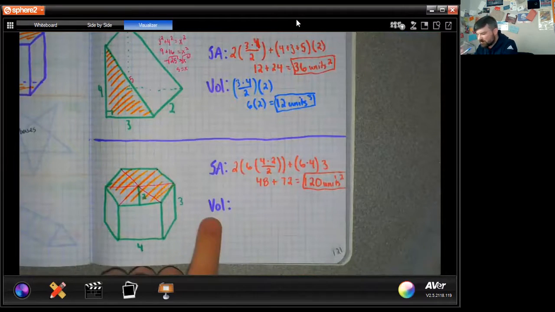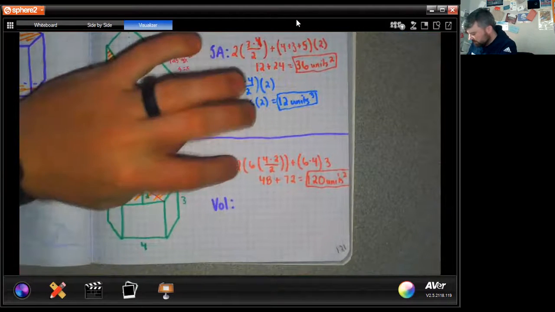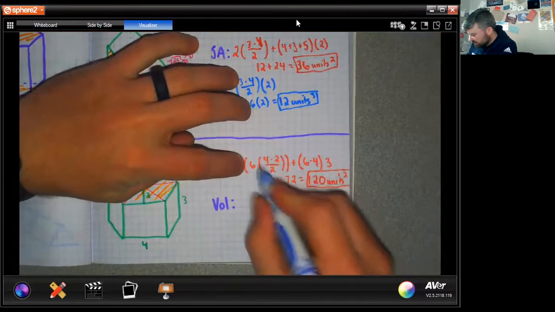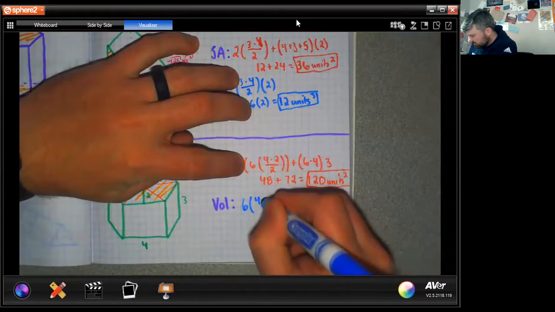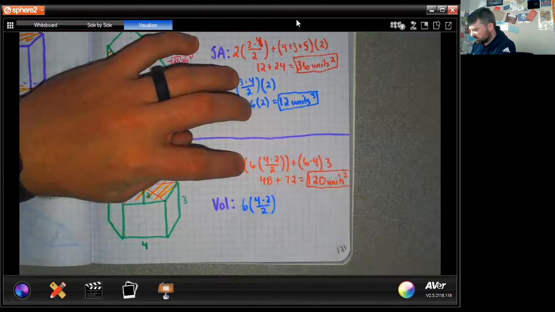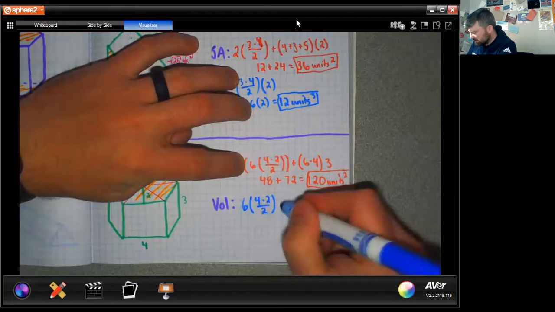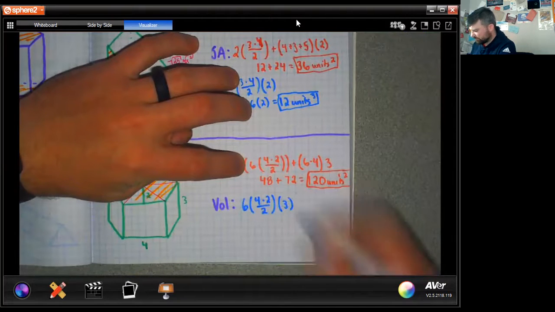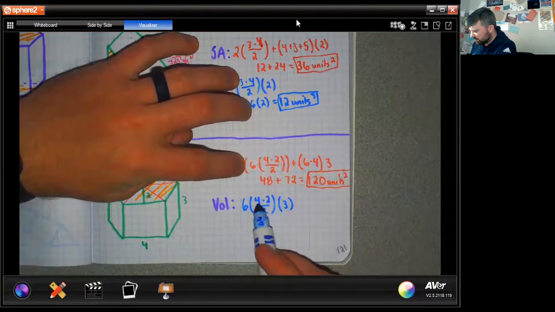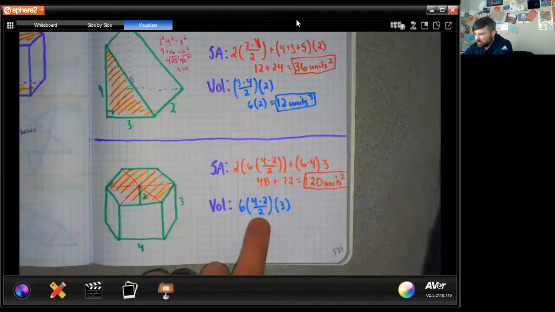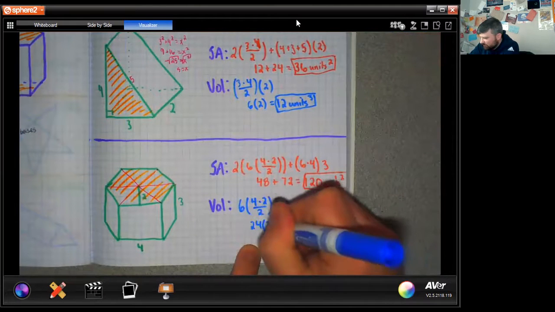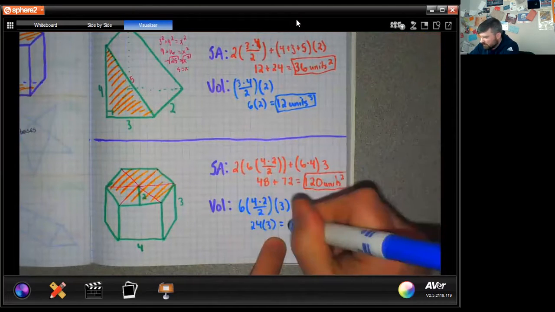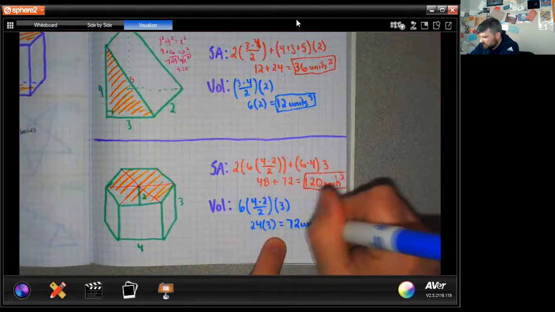Okay, volume is area of the base. So if we cover this 2 up here, this portion is the area of the base. So 6 times 4 times 2 over 2. You had 6 of those triangles times the height of this thing, which is 3. So 4 times 2 is 8. 8 divided by 2 is 4. 4 times 6 is 24 times 3. And 24 times 3 is 72 units cubed.